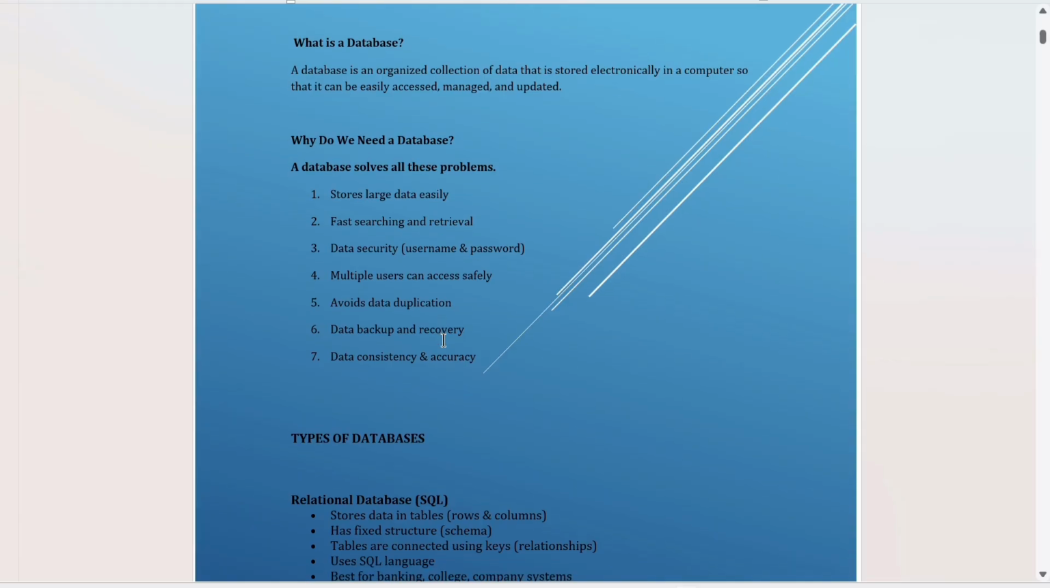The sixth point is data backup and recovery. A database allows us to take backups. If data is deleted or the system crashes, we can recover it. For example, if your laptop crashes, the database backup restores all records.